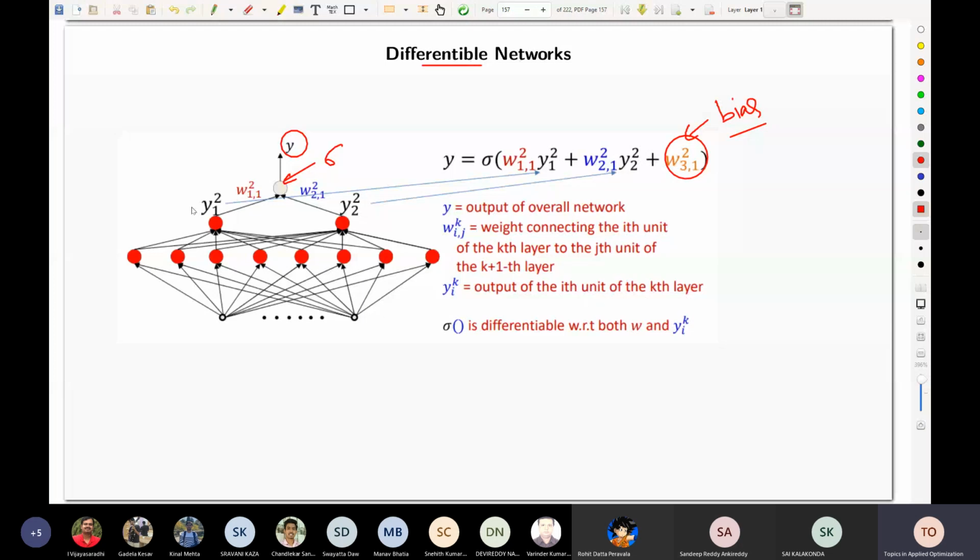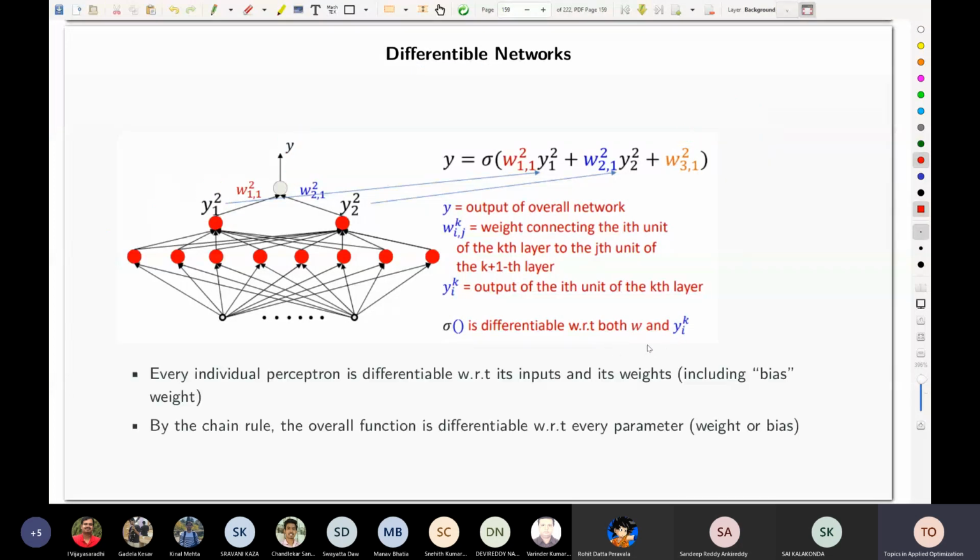And y_i^k is the output of the ith unit of the kth layer. Similarly, here, this is the output of the first unit. So these red things are also called units. So this is the output of the first unit of the second layer. This is the first layer, and this is the second layer. So the first unit of the second layer, second unit of the second layer. These are the notations you should be familiar with. And if we choose the sigmoid, then it's differentiable with respect to both w and y.